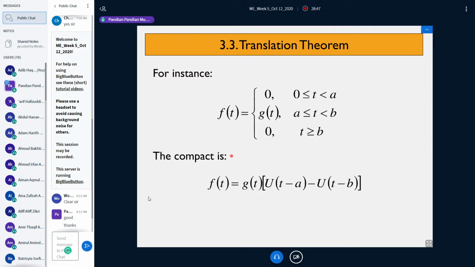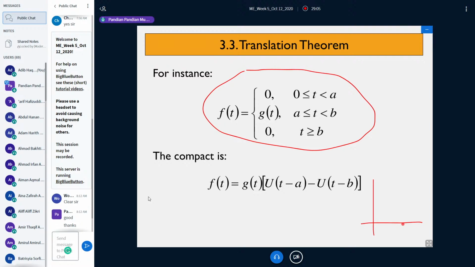So what we are going to do now is find the Laplace of f(t). Let us say this is an example, defined like this, three pieces. f(t) equals 0 from t equals 0 to a. So from 0 to a is 0, and then from a to b is one function like this. This is your b. This one is the vertical line.